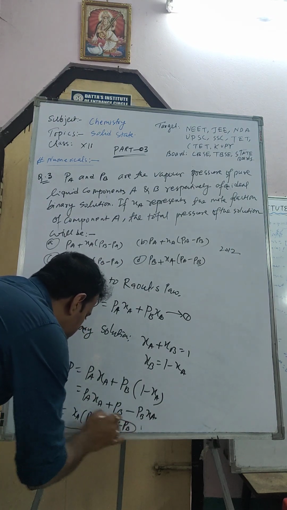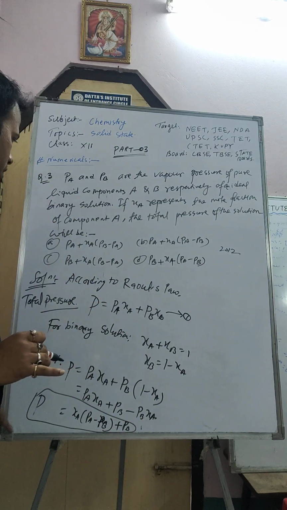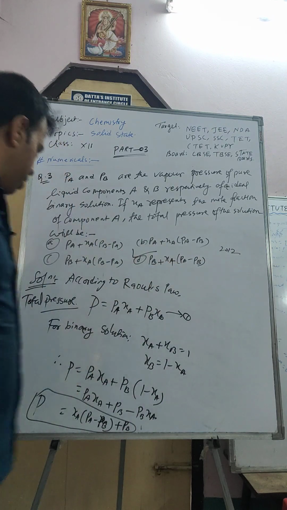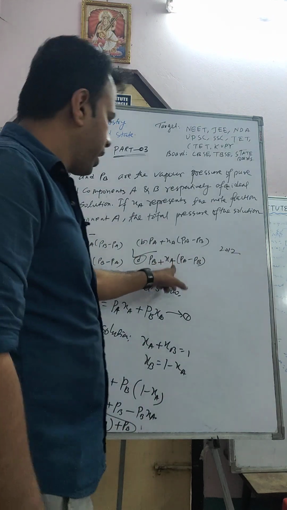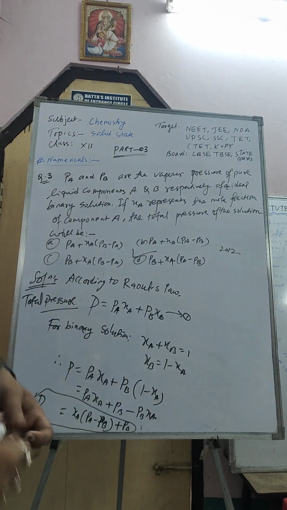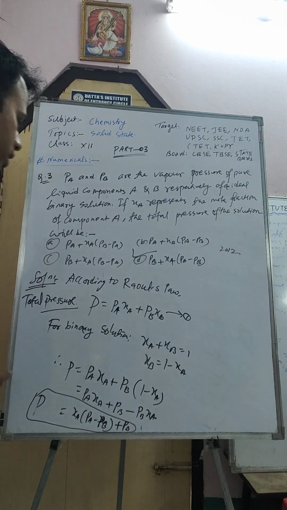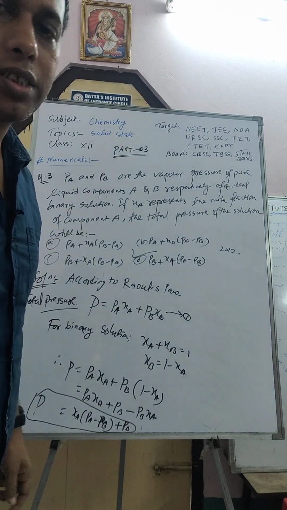So this is the total pressure of the solution. Which option is correct here? Option D is correct. Option D is PB plus XA (PA minus PB), which is the same as XA (PA minus PB) plus PB. So it is the total pressure of the solution for a binary system.